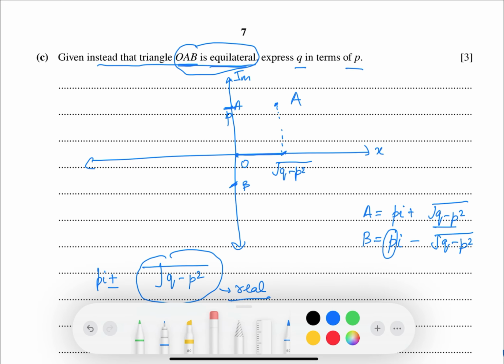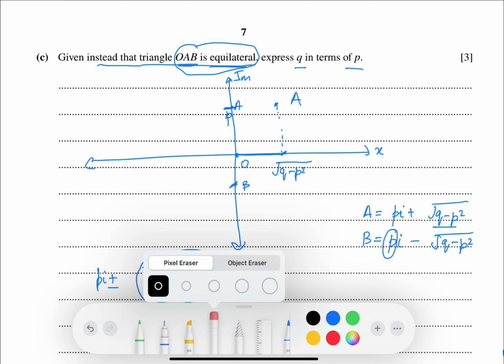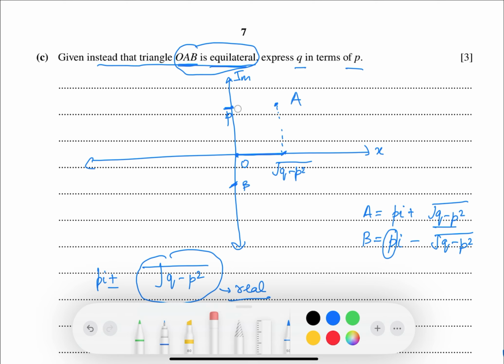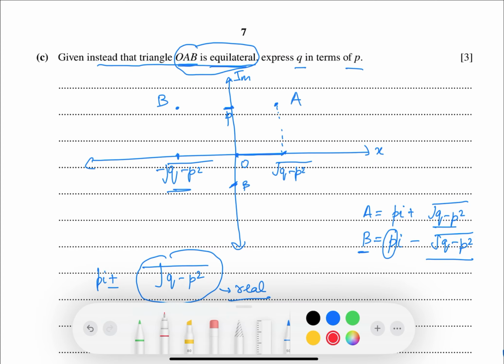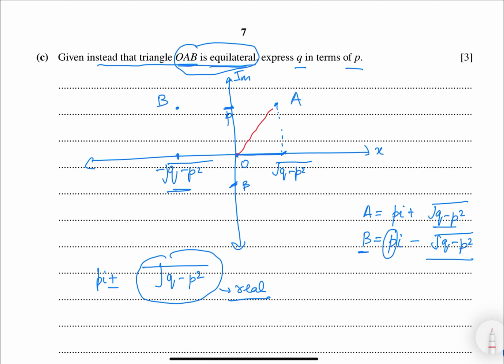Think with me, learners. Without thinking, you will not get this topic. Now, if we talk about point B, the height would be the same, but it would be negative square root of q minus p square. The x-axis takes a negative value over here, right? So B point would be somewhere here. Now we have to form a triangle OAB.